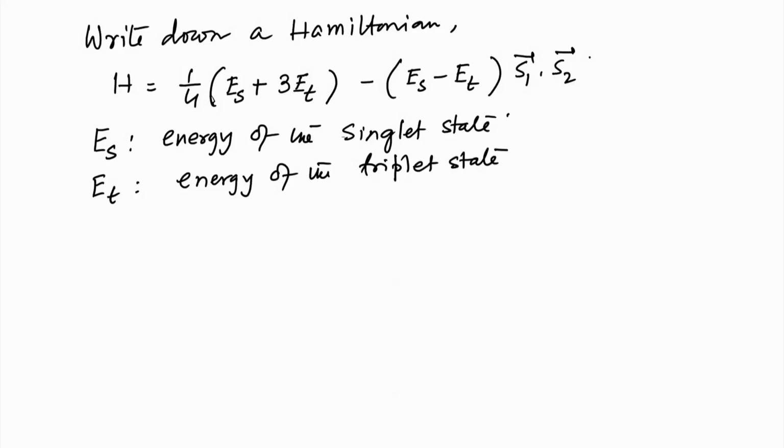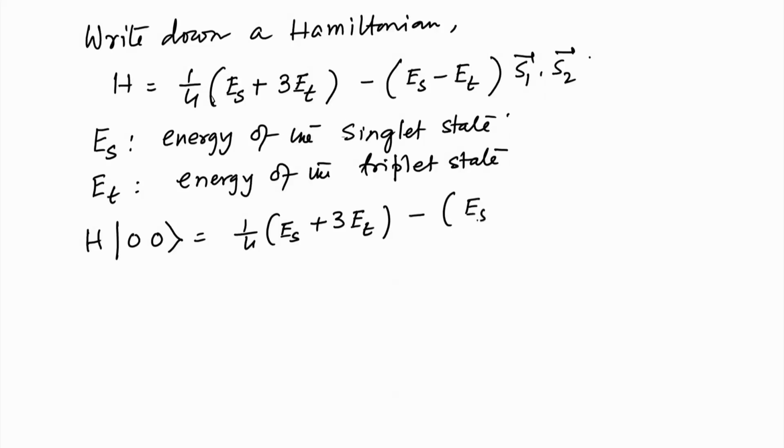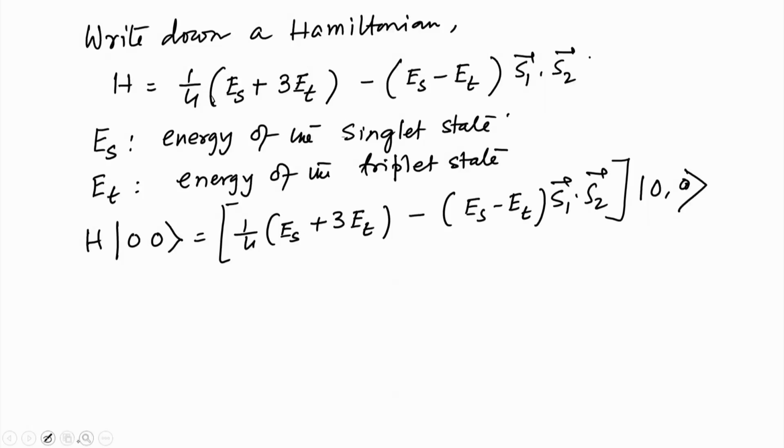And why have we written it in this fashion is that H acting on the singlet state, 0 0, will be simply equal to one fourth of E s plus 3 E t, and E s minus E t, S 1 dot S 2 acting on 0 0. We can skip the comma in between. So, that is the singlet state.